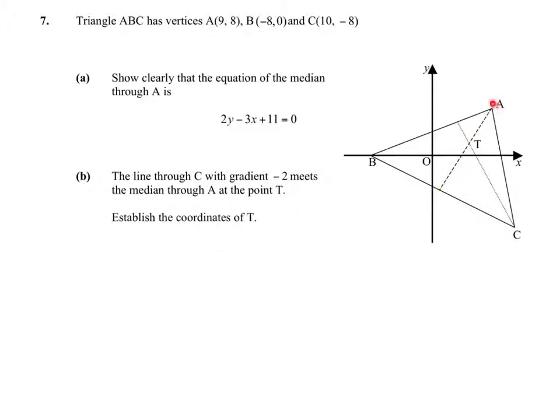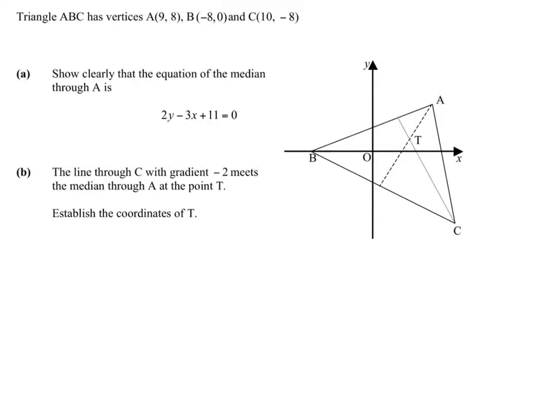The median passes through point A, and because it is the median, we know that it must pass through the midpoint of the line BC. So to show this equation here, we'll need to determine the equation of this straight line. In order to determine the equation of any straight line, we need to know two things: the gradient of that line and a point on the line.